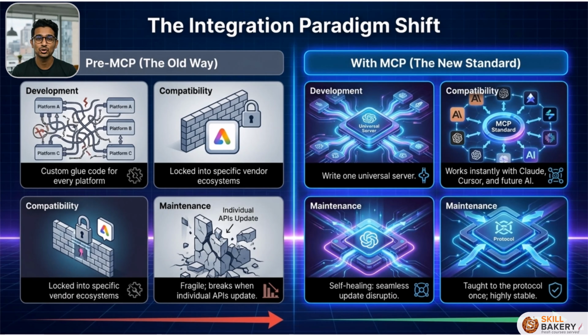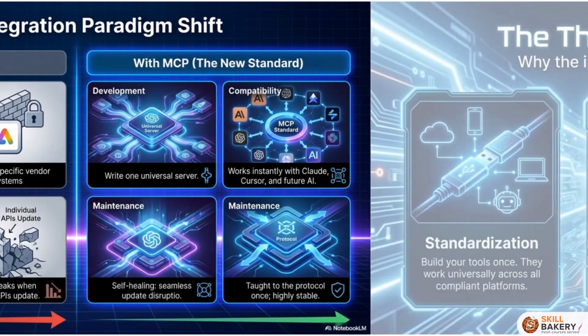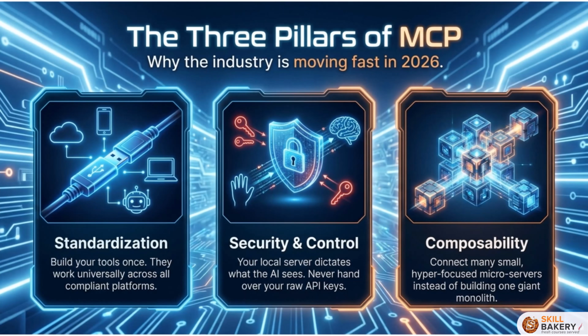Instead of writing custom glue code for every platform, you build one universal server. This approach is more stable, self-healing, and prevents being locked into a single vendor's ecosystem. The industry's rapid move to MCP is built on three pillars: standardization for universal tool use, security and control by keeping API keys local, and composability, which allows developers to build with small, focused microservers.